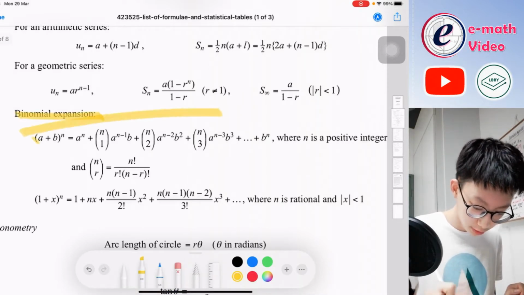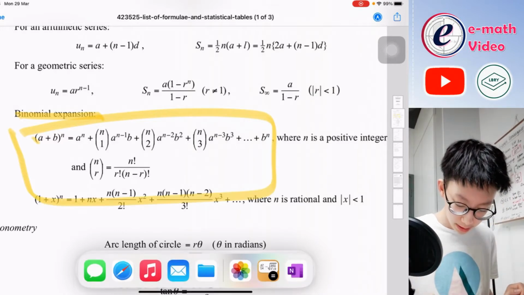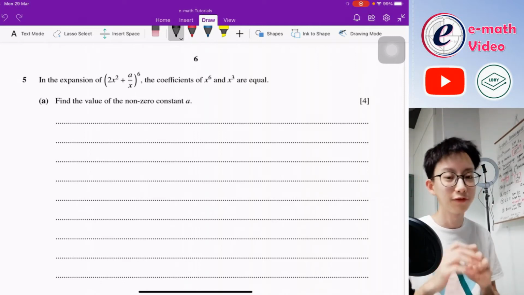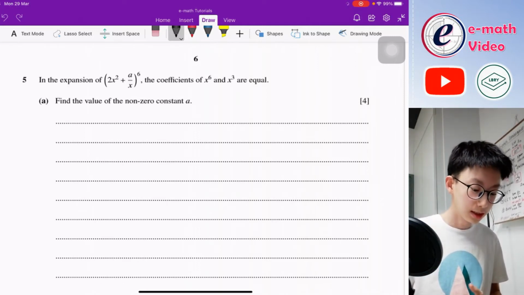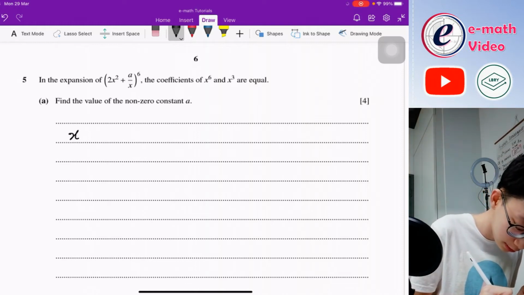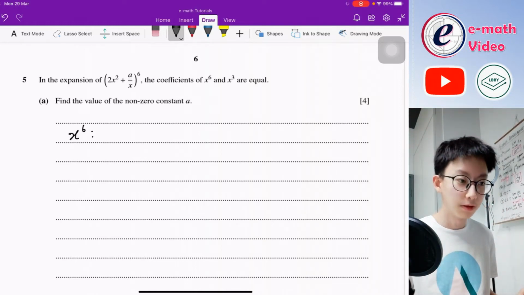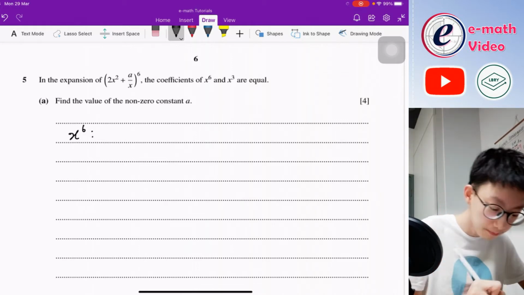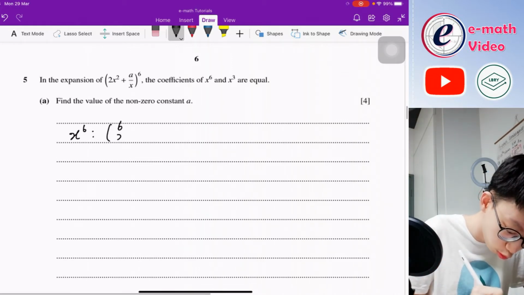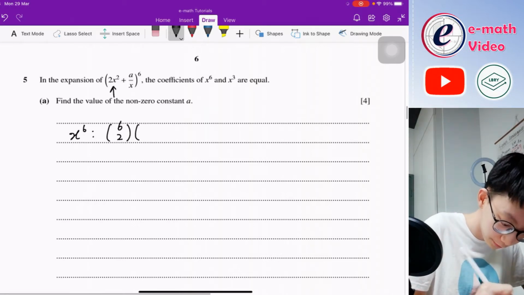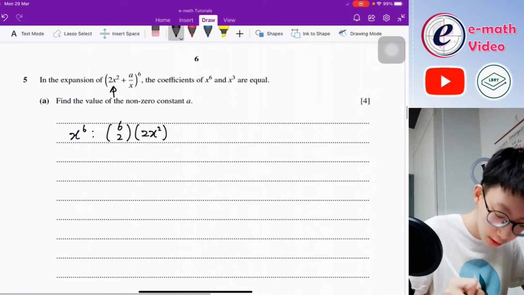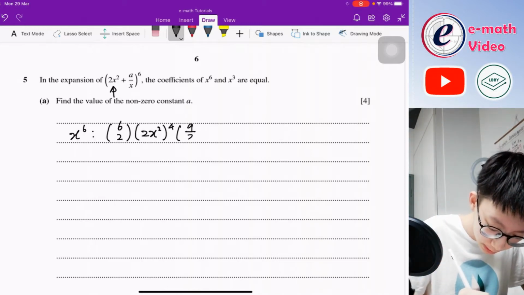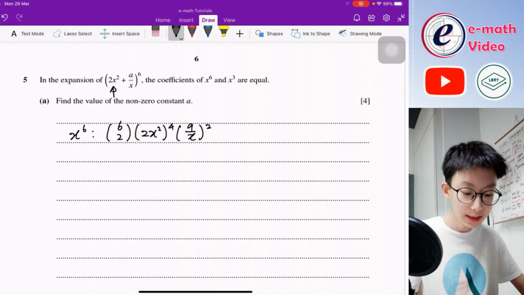Okay, this formula, I will just use it there. Because it asks us to find the coefficient, we actually don't have to expand the whole thing out. Just for x to the 6 and x to the third power. So how do you get x to the 6? It's actually very simple. It's 6c2 times, because you see the first thing that you have here, 2x squared to the 4th power, then a over x to the 2nd power. Okay, so this is how you get your x to the 6.